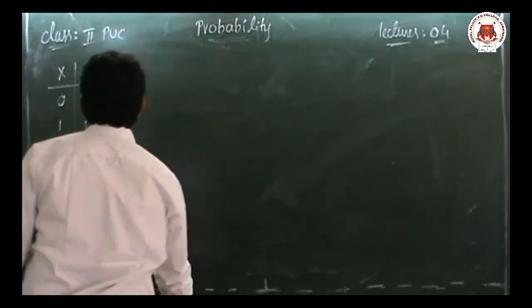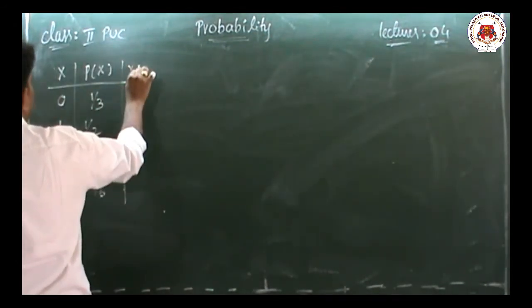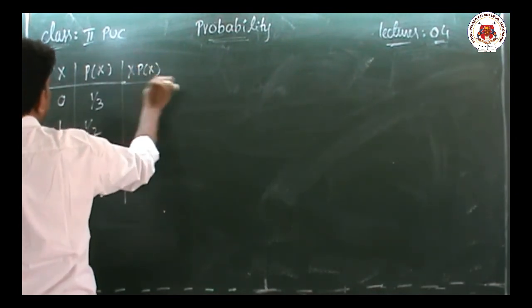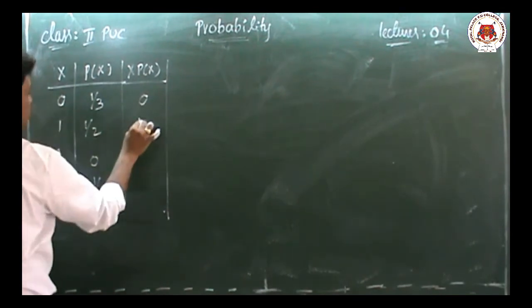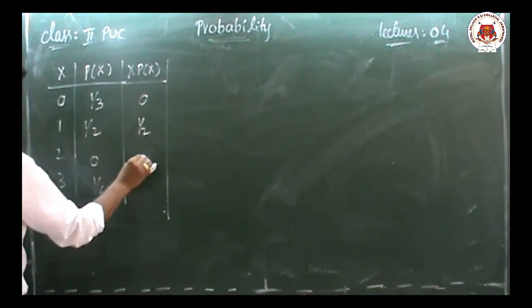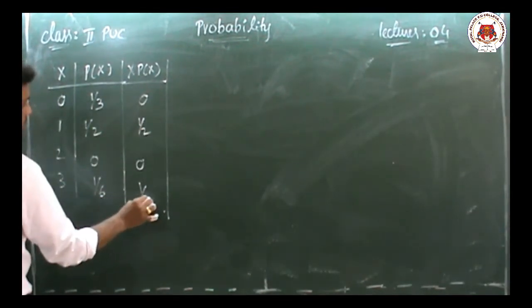To find that, first of all we have to do x into p of x. So 0 into 1 by 3 is 0, 1 into 1 by 2 is 1 by 2, 2 into 0 is 0, 3 into 1 by 6 is 1 by 2.